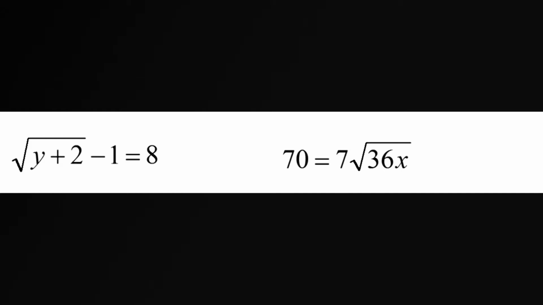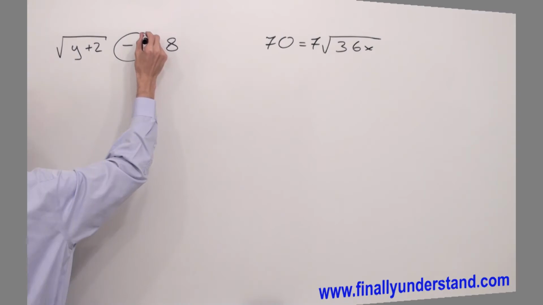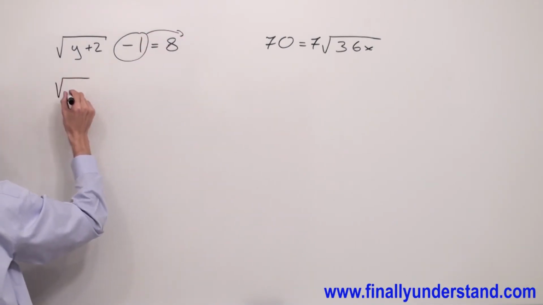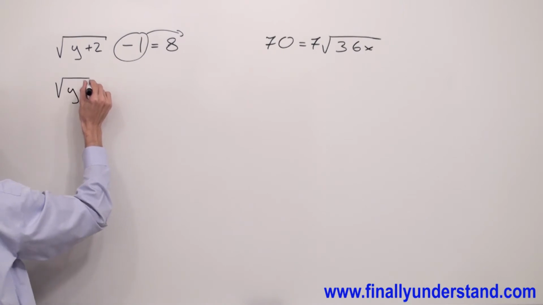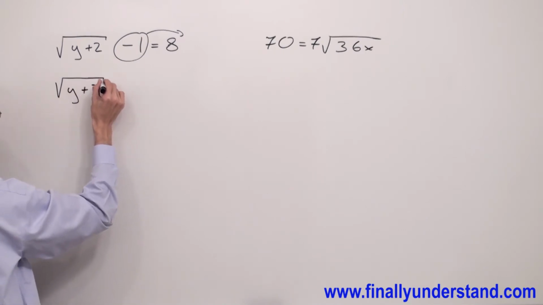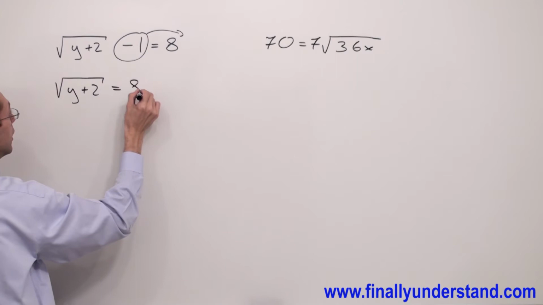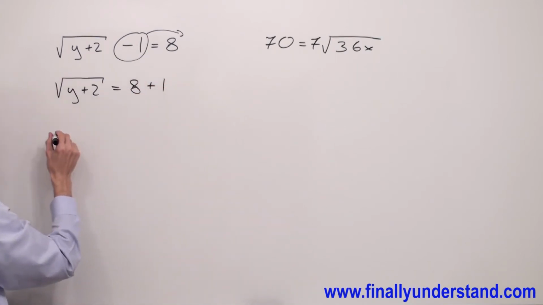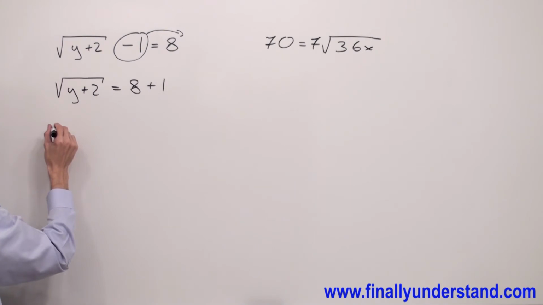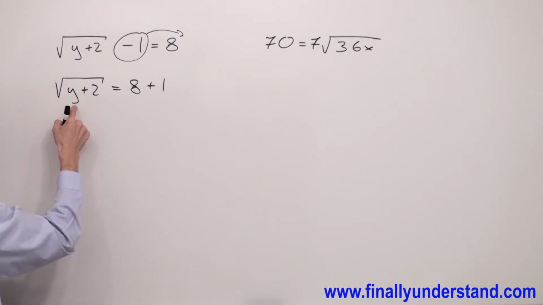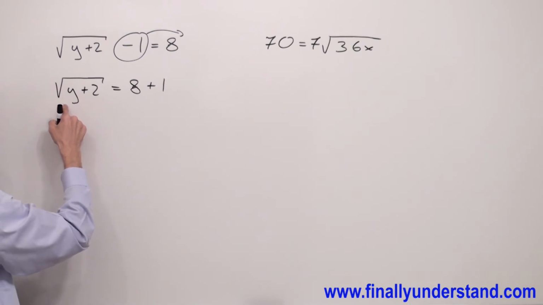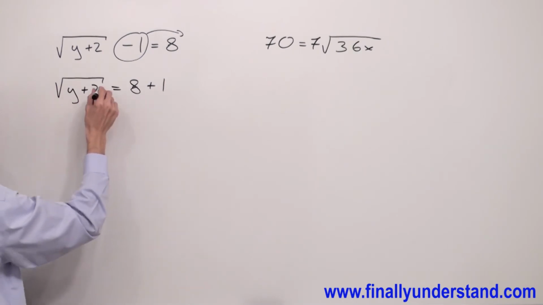First, I have to move my -1 to the right side. And I have square root of y plus 2 equals 8 plus 1. Y, my unknown, is under the radical sign. In order to find y, I have to eliminate the radical.